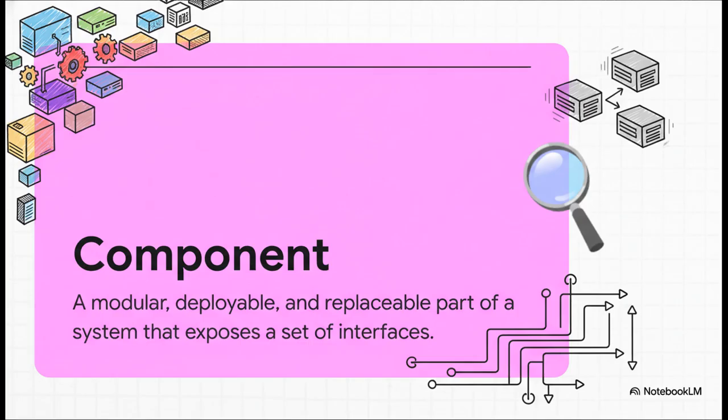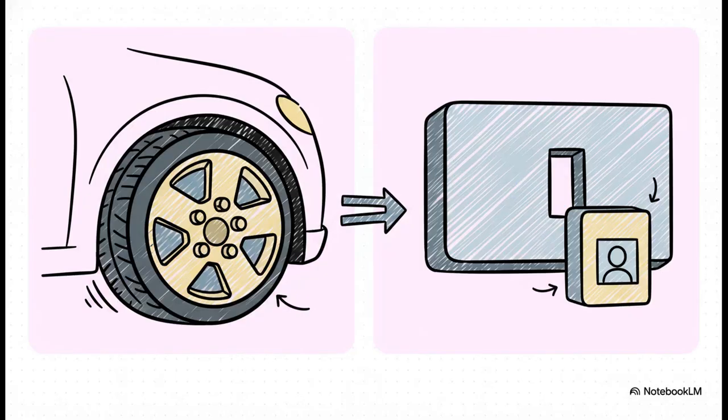Modular just means it's a self-contained little unit. And replaceable, well, that means you can swap one out for a newer, better one without having to tear down the entire system. To make this idea really stick, think about a car wheel. It has one very clear job: to roll, and you can easily replace a flat tire, right? That's because it connects to the car using a standard pattern, the lug nuts.